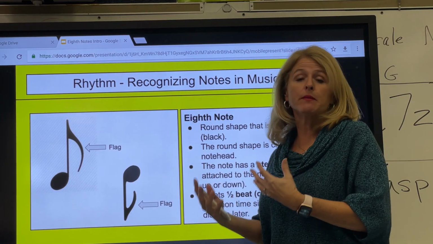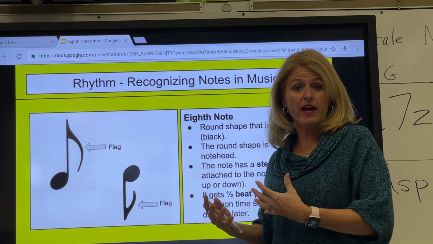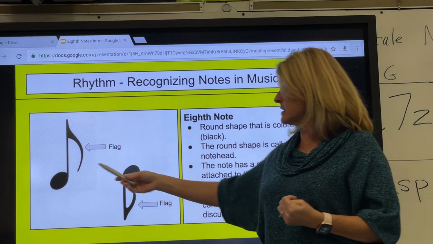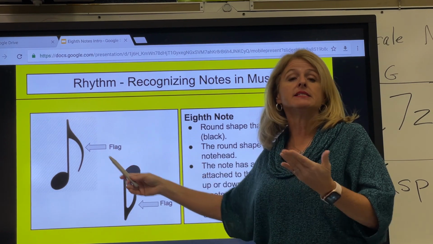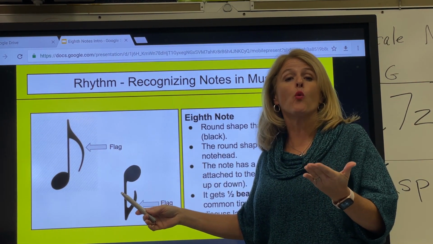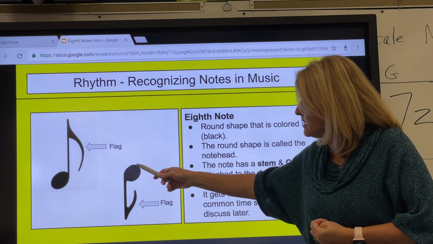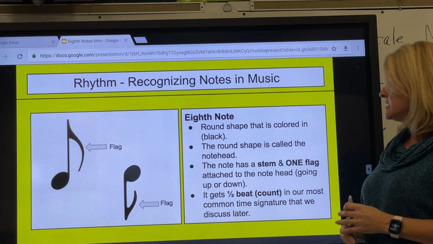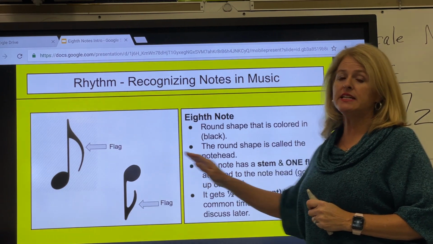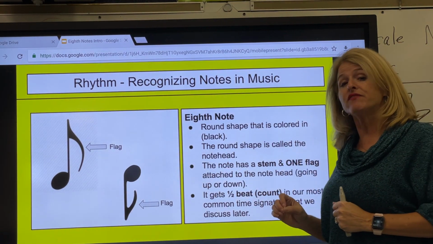Anytime you add some type of symbol to a note, it's going to change the value of it. So what you're looking for is the color, what's attached to the note head, and then how many symbols are attached to that stem. In this case, 1 flag. And then when the stem goes down, notice the flag will go up. Okay? So that is called an eighth note, and each eighth note gets 1/2 of a count.